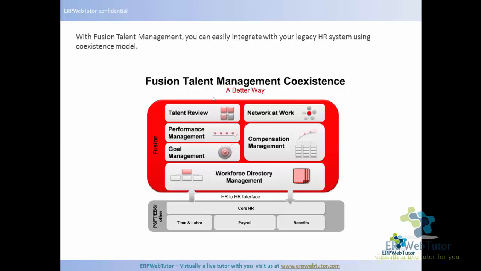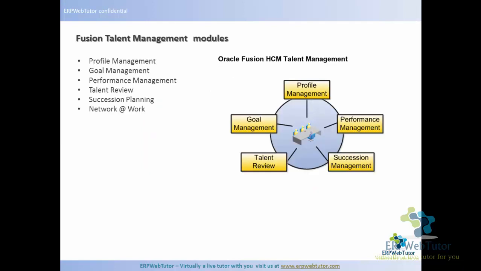And here you can see some of the modules, like the talent review, network at work, compensation management, performance management, goal management, workforce directory management. The compensation management is actually a separate module, but this diagram basically shows you the coexistence strategy, which has significantly improved the way different customers and HR see Fusion. It gives them so much more flexibility to retain their existing HR system if they want to.